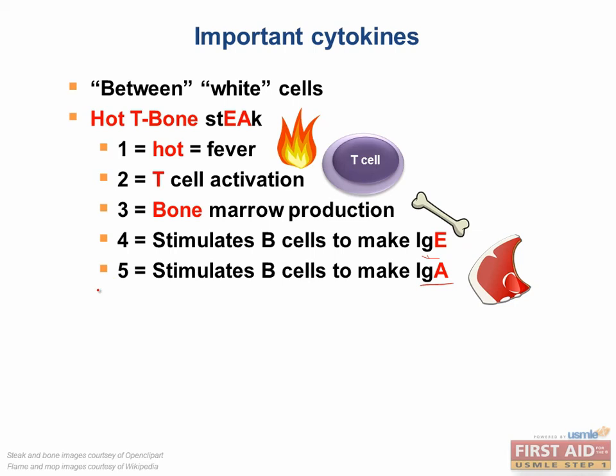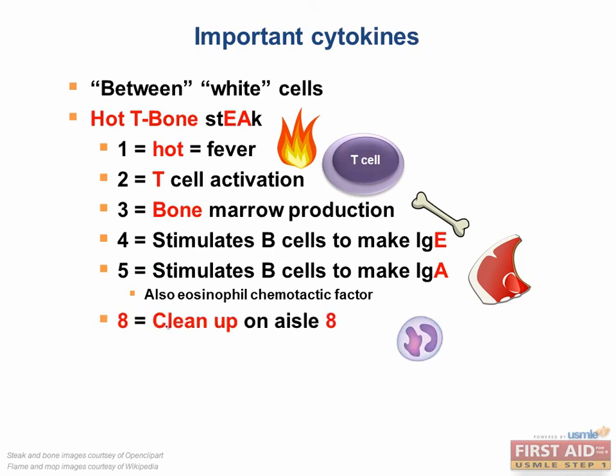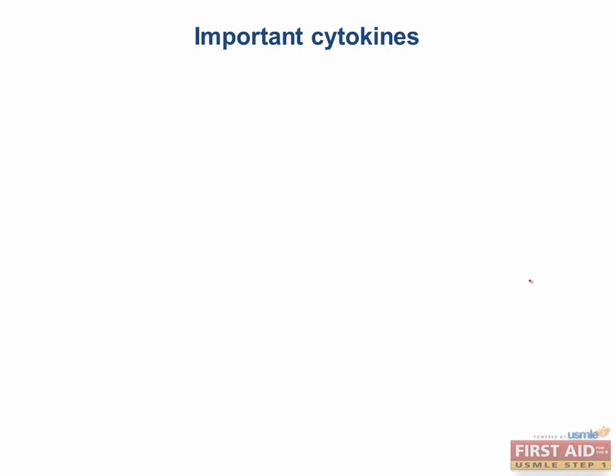So what else does interleukin 5 do? There's something special about this. It's chemotactic to a certain type of cell, and that is eosinophils. So interleukin 8, you can remember thinking of cleanup on aisle 8. Okay, cleanup on aisle 8, that is because, what is it? Chemotactic to neutrophils, right? There's something else that we talked about was chemotactic to neutrophils. What was that? Part of the complement cascade? C5A. Yep, very good.